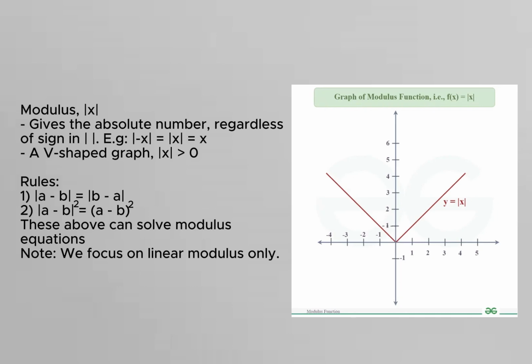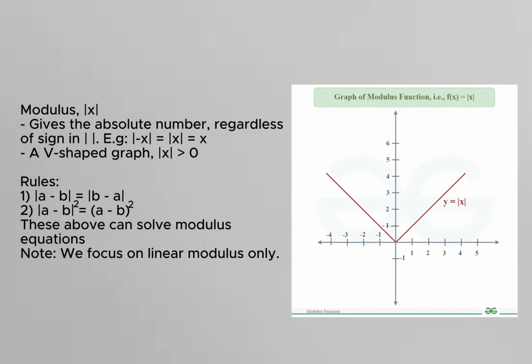Now, let's take a look at the modulus function. Modulus gives the absolute number regardless of sign in between the two vertical lines. For example, if you put a positive number or a negative number inside the modulus function, eventually you'll get a positive number, and this positive number is a real number. The modulus graph is V-shaped. As you can see on the right, it has a sharp vertex point.